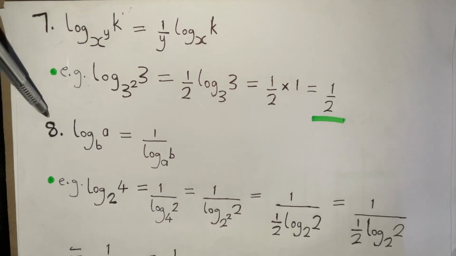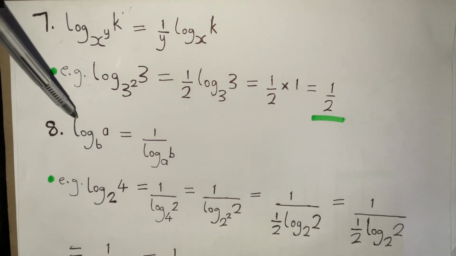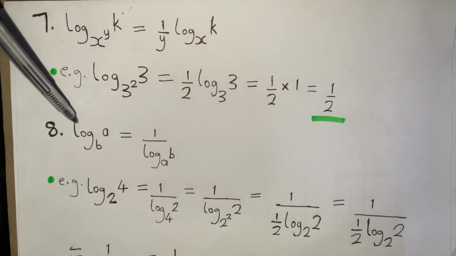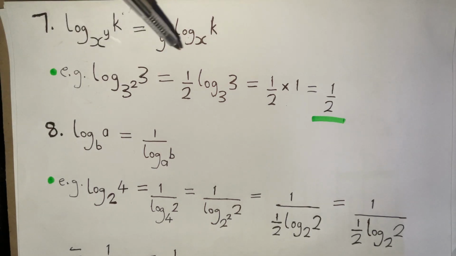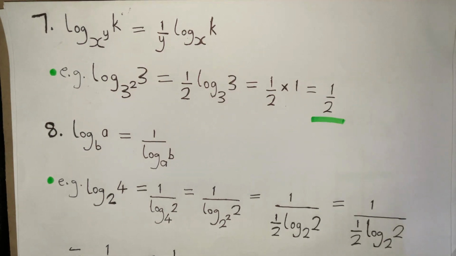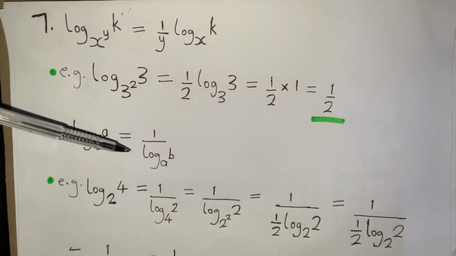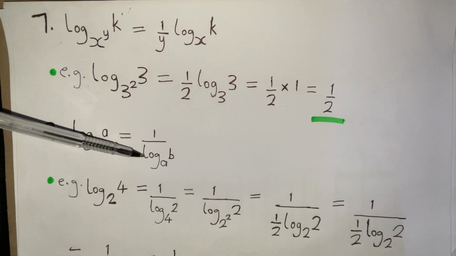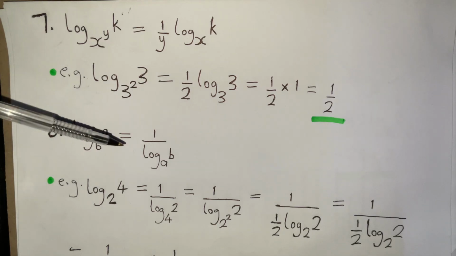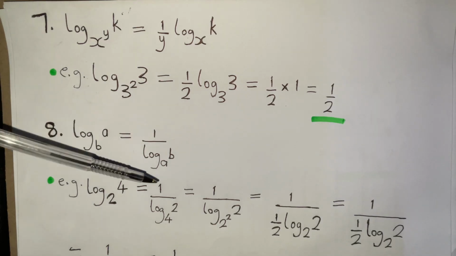Okay, law number 8: log of a to base b can be written as 1 divided by log of b to base a. Log of a to base b can be written as 1 over log of b to base a.